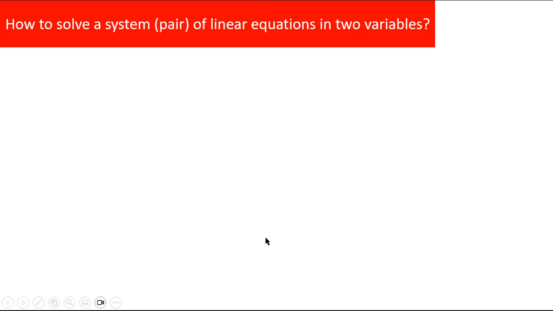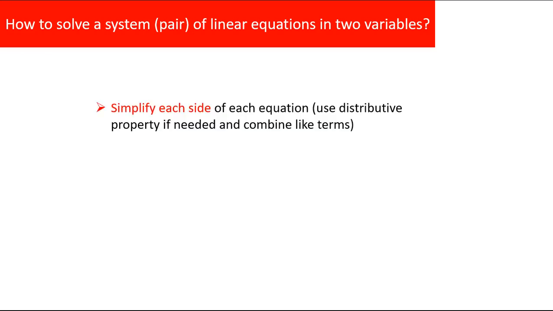How to solve a system, pair of linear equations in two variables. Here are the tools available to us to solve a system of linear equations. First, you need to simplify each side of each equation. So you'll have 4 sides. You need to simplify them first. You may need to use distributive property and combine like terms.